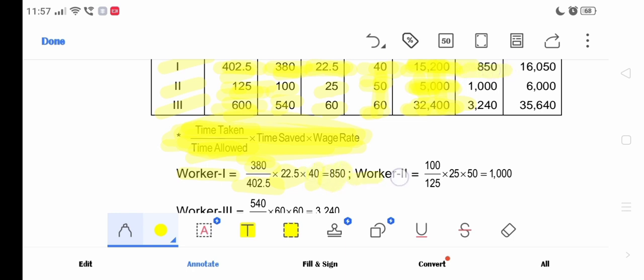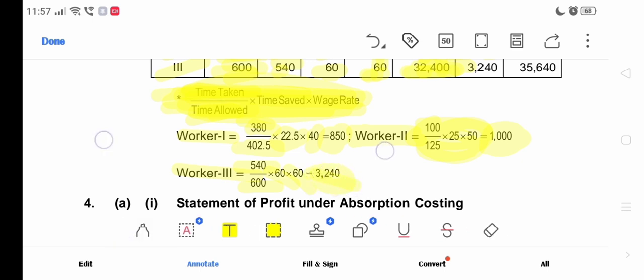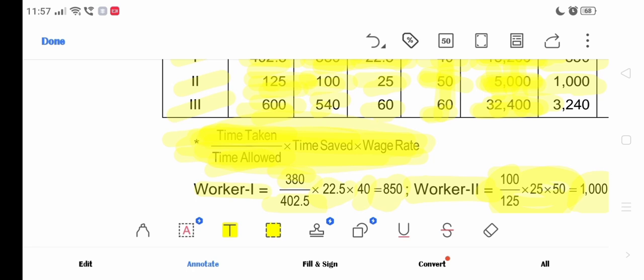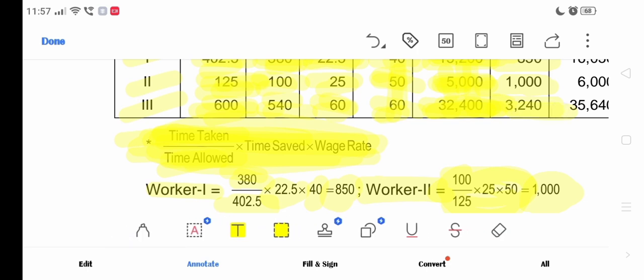Now for worker number 2 also the same. What is the time taken? 100. And time allowed 125. Time saved 25. Wage rate 50. If we insert the whole thing in this formula, we get 1,000 rupees as his bonus earnings. And the same for worker number 3 also. 540 divided by 600 into 60 into 60. Here comes 3,240. Time taken by time allowed into time saved into wage rate, here it comes to 3,240. Along with the 32,400 basic pay, they are going to get this bonus part, right?